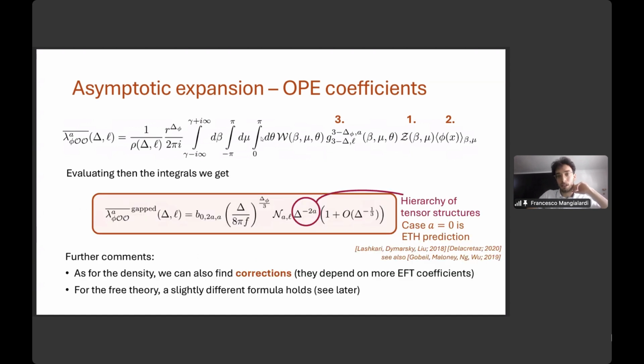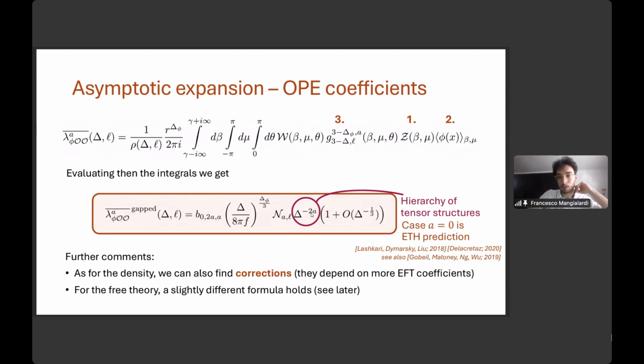Okay, so now that we have all the ingredients inside our integral, we can actually evaluate it, and we use the same strategy that we used for the density, so a saddle point type of expansion. And in this way, we can find an asymptotic formula for our OPE coefficient, in the case the theory is gapped. And this is the leading term of the series. We see that we have EFT coefficients coming from the one-point function. Then there is this global scaling, which depends on the dimension of the external field, delta to the delta phi over 3. Then this is a constant.